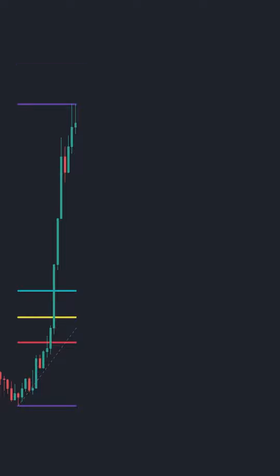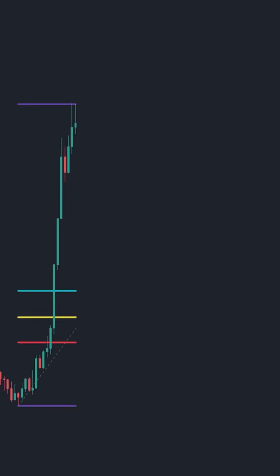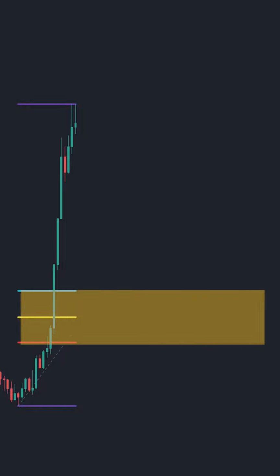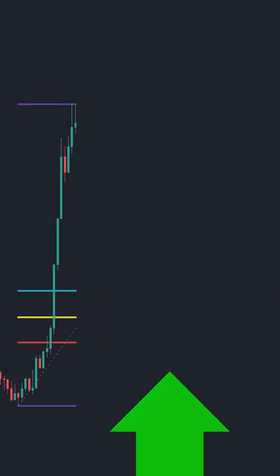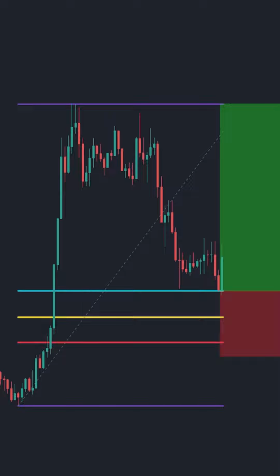So you can see here, there's a nice bullish fair value gap right here, and it just so happens to be in the golden zone, which means there's an even higher probability of price bouncing in the zone. Once price enters the zone, set your stop loss right below the golden zone and set your take profit at the recent swing high. And look what happens, an easy winning trade.